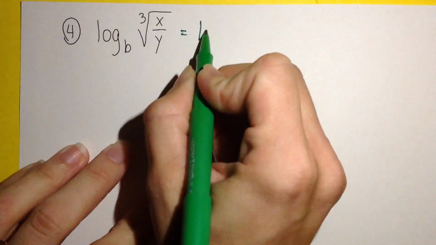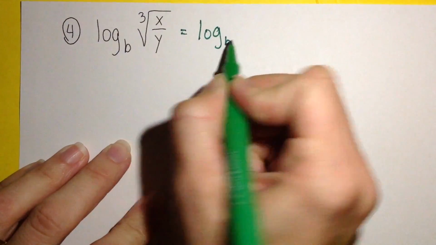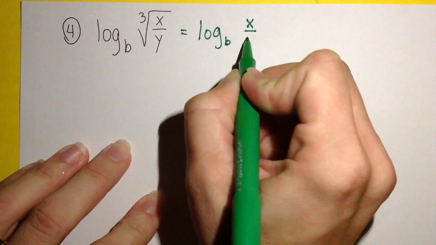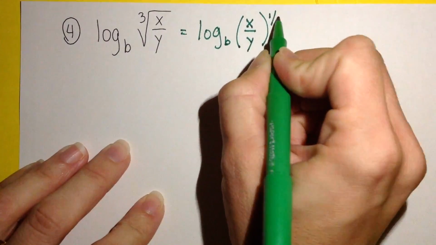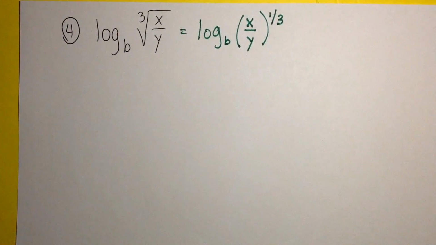Okay, so I'll have log base b of x divided by y, but then that whole fraction would have to be raised to the 1/3 power. So the cube root would give you the 1/3 power. Now you do need to have it in parentheses because it is the whole fraction to the 1/3.